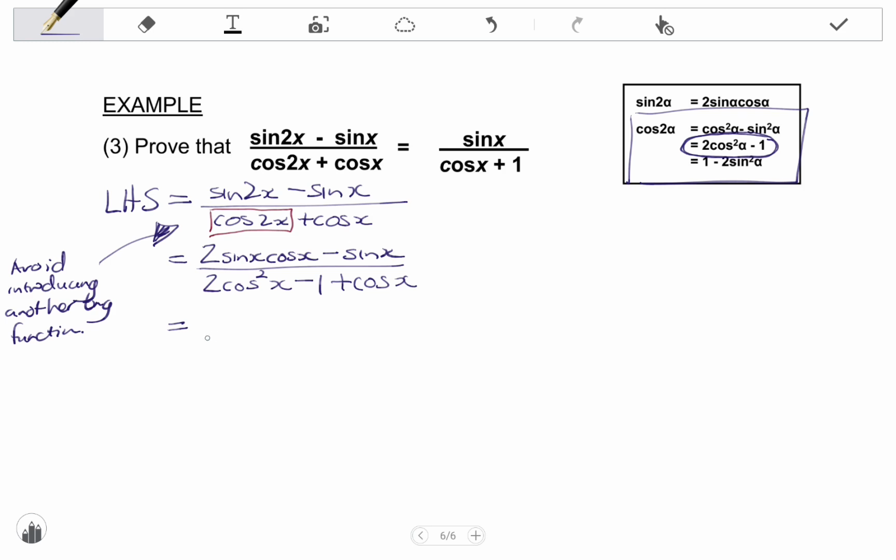Okay, so now we are going to have to factorize our numerator and denominator because we want to simplify. To do that, we have to cancel common factors. If I look at the numerator, I've got two terms. And among those two terms, I have a common factor of sine x. So I'm going to factorize out the sine x, and I'm left with 2 cos x minus, sine x divided by sine x is 1.